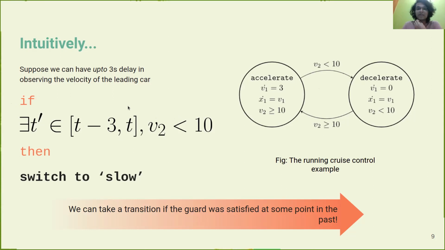Now here you can notice that we don't have a fixed delay on v2, and the only thing we are ensured is that we have at least one value of v2 recorded by the system within the past 3 seconds, and we are allowed to take a transition from accelerate to decelerate if there was some time in the past 3 seconds where the velocity v2 dipped below 10.